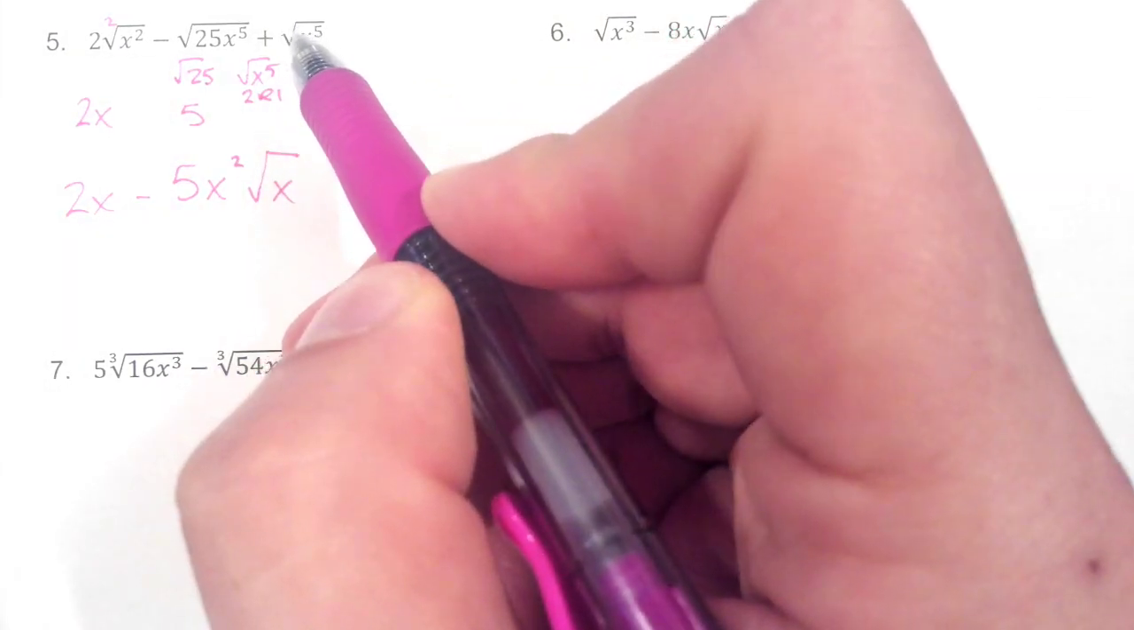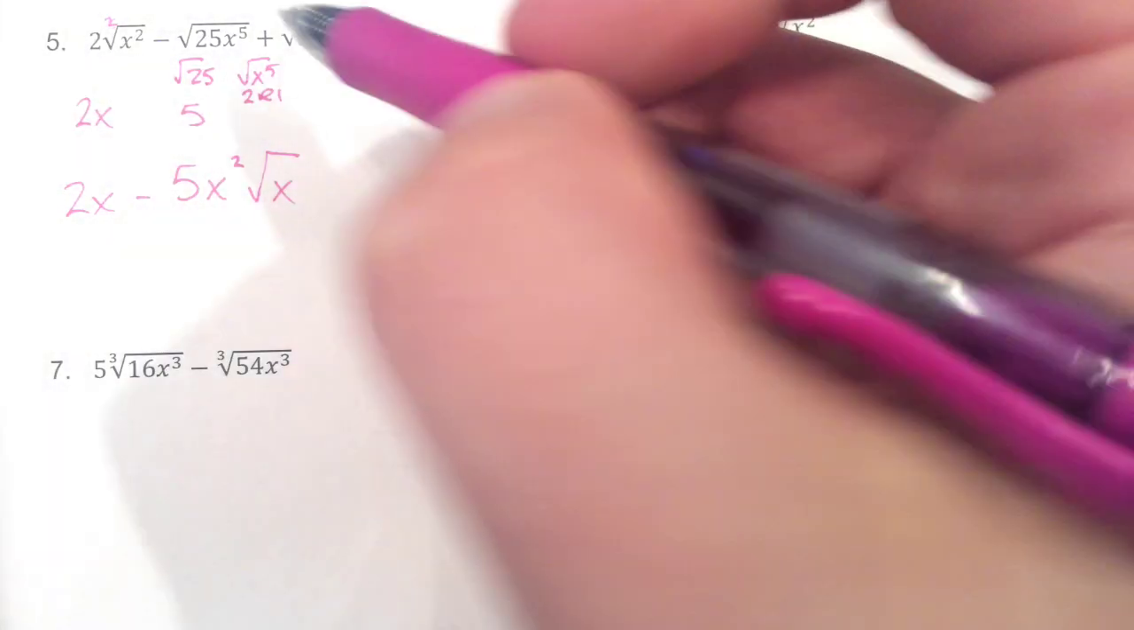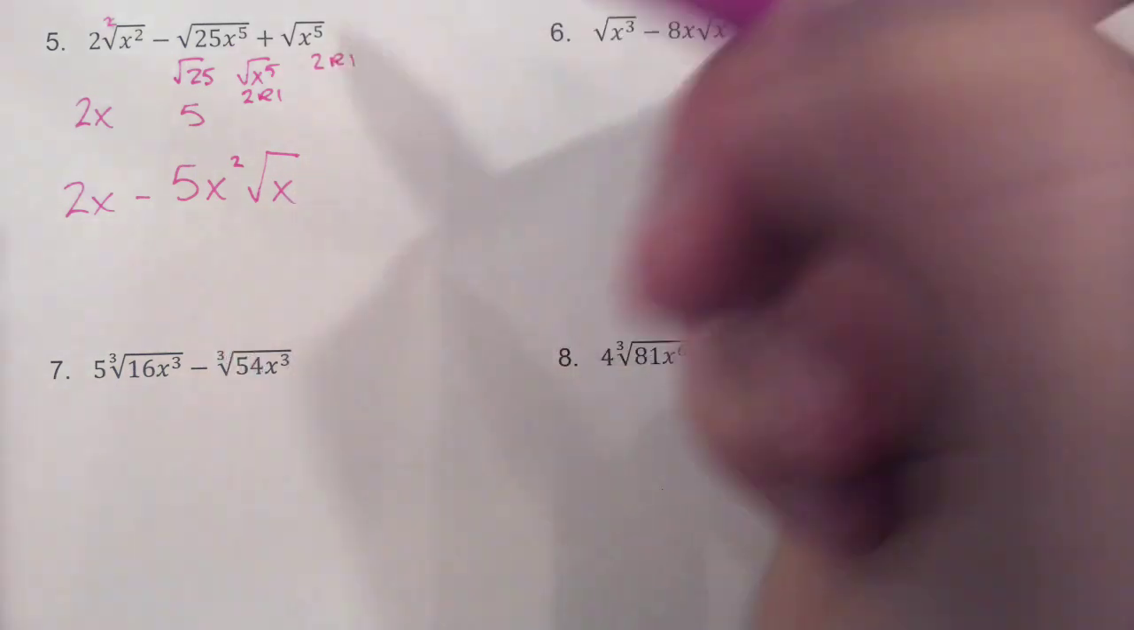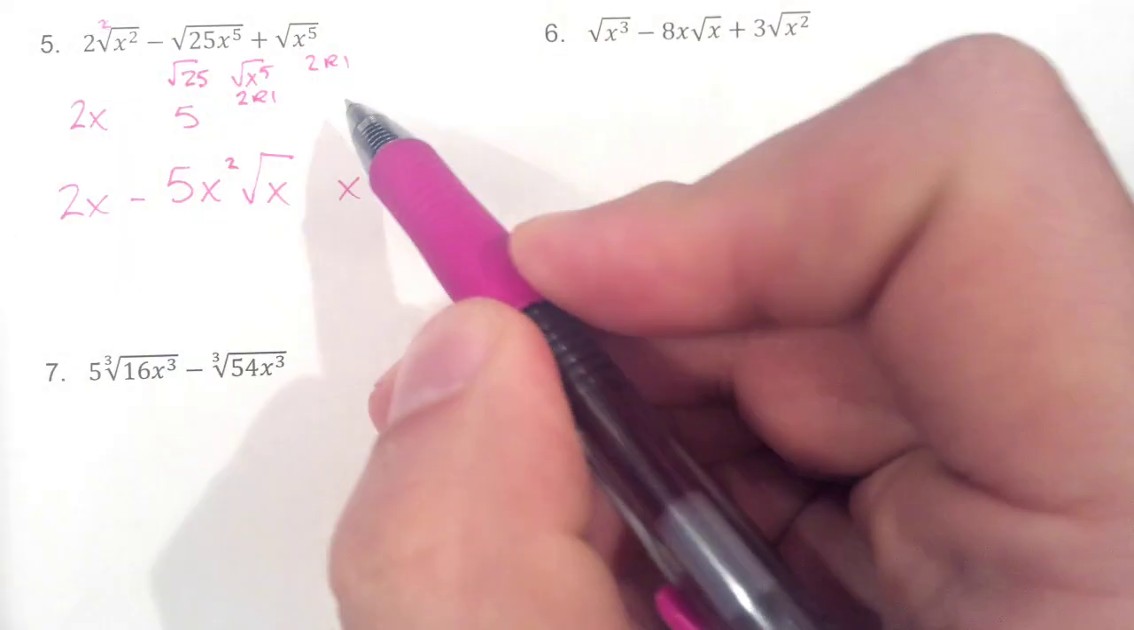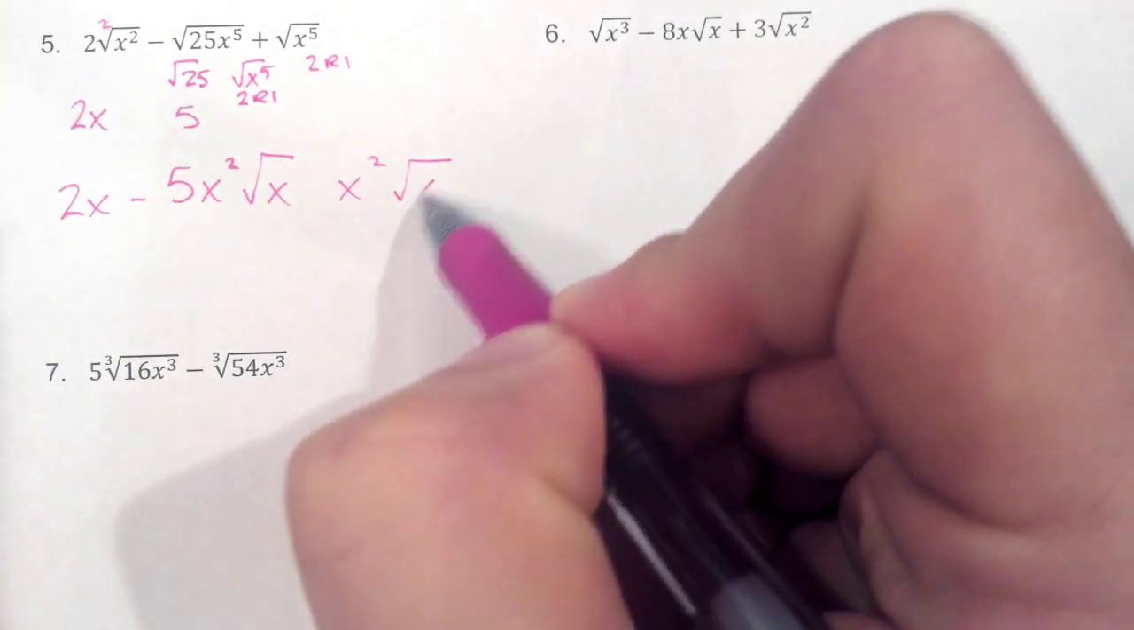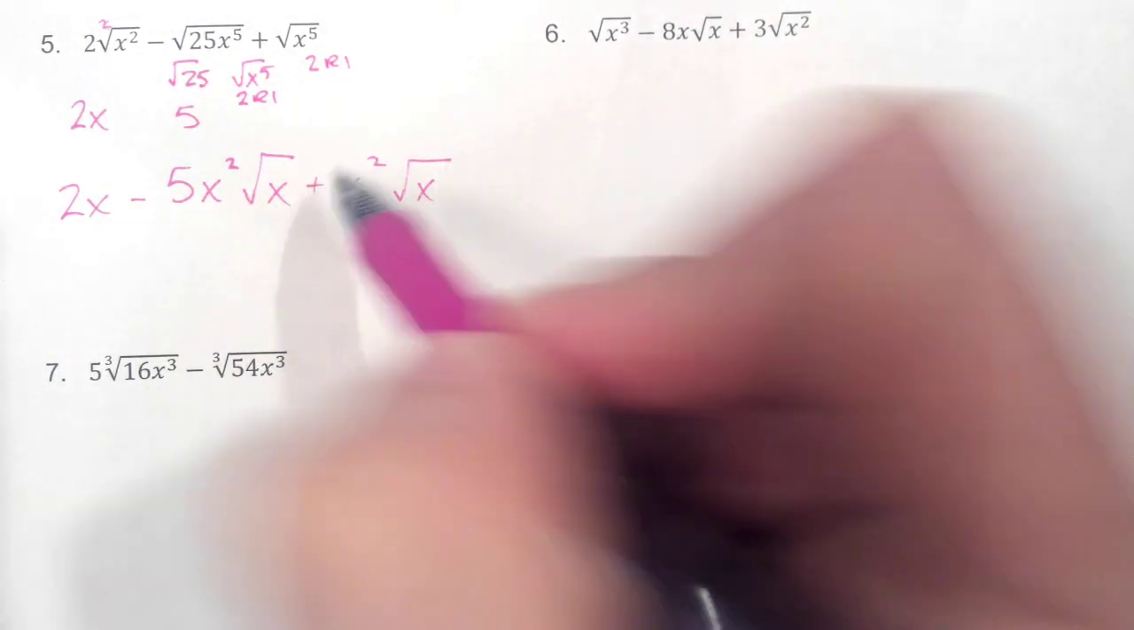Okay, this one, again, I'm dividing by 2. 5 divided by the understood 2 is 2, remainder 1 once again. So that's going to be x squared for my number outside, and the remainder is the one inside. X to the first inside, you don't need the first.